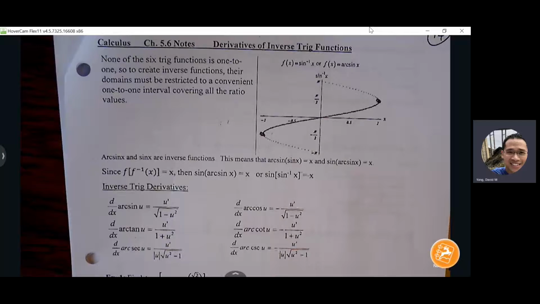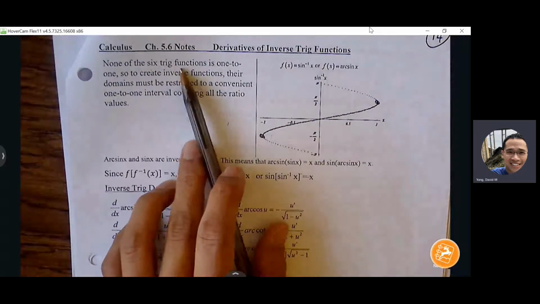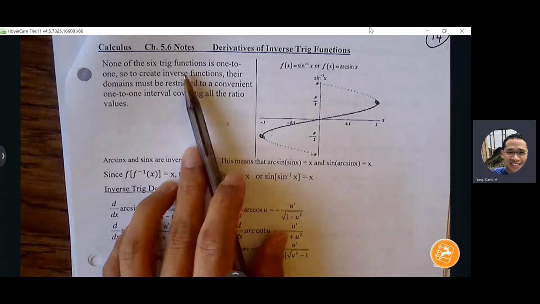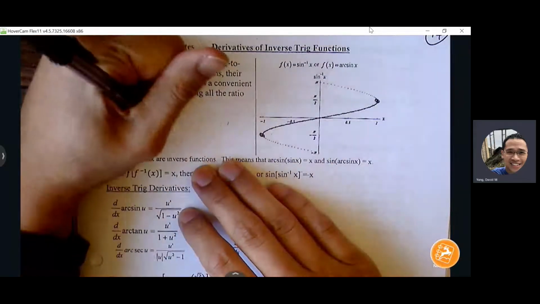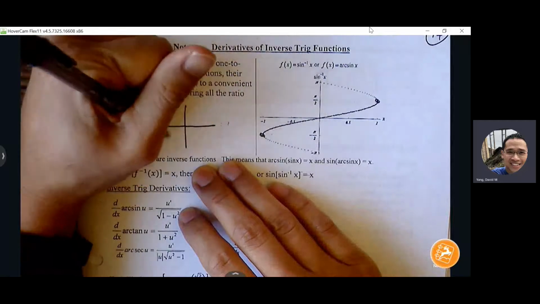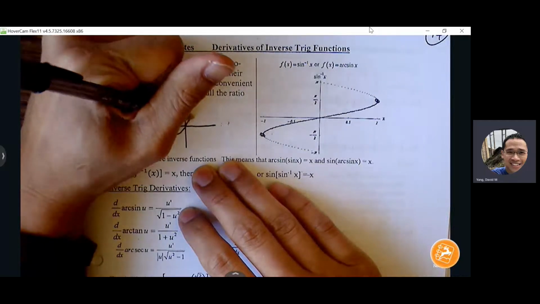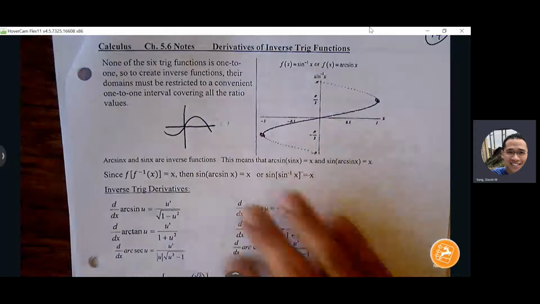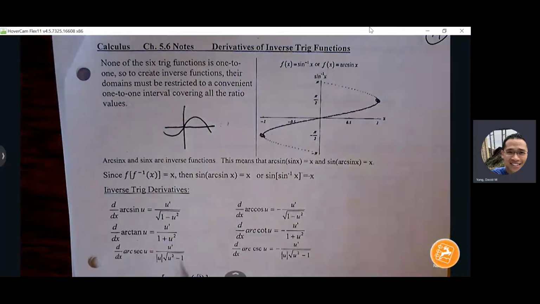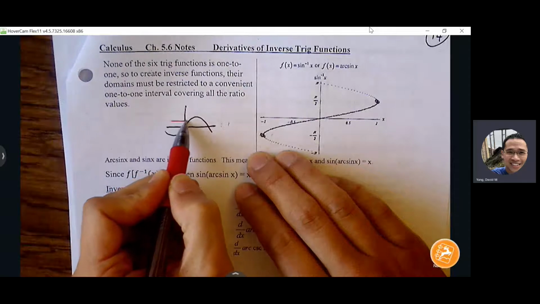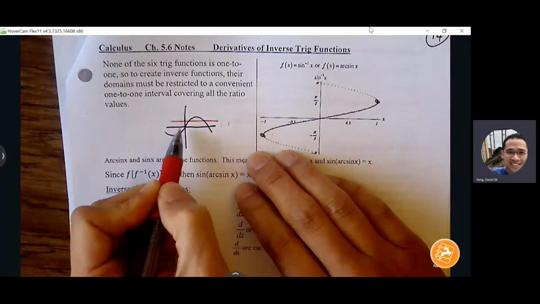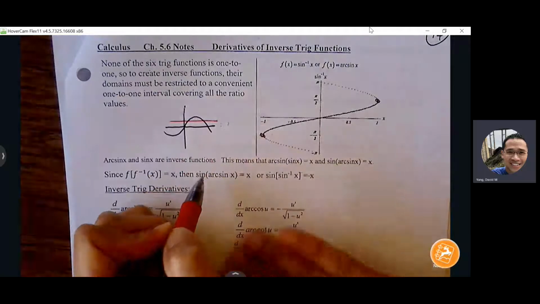All right, let me just read through the notes here. So we have 6 trig functions, but none of them is one-to-one. So what that means is, let's take the sine function, for instance. One-to-one means that our graph is not going to pass the horizontal line test. So if it doesn't pass the horizontal line test, it's still a function. It just means that its inverse won't be a function.